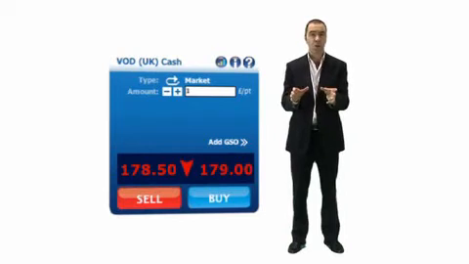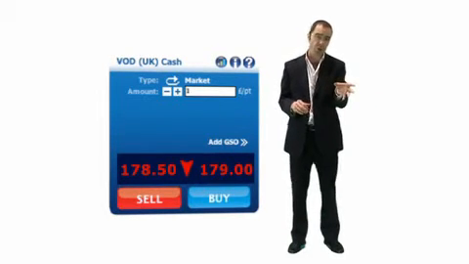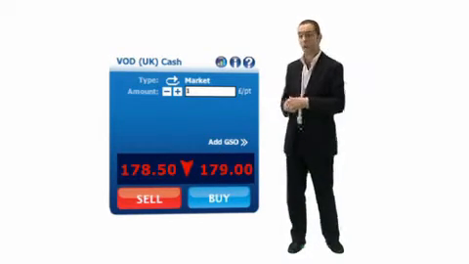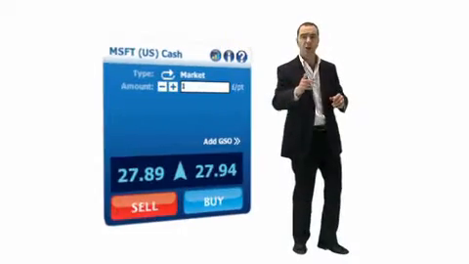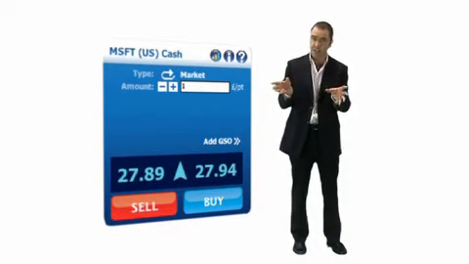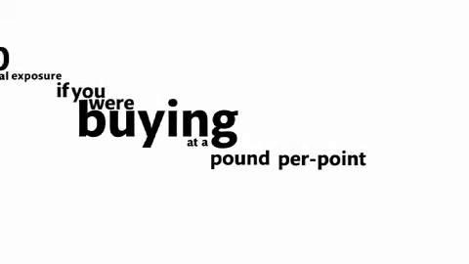If Vodafone was quoted at 178.50 to 179, you would work your exposure out based on the full pence value of the stock, whereas with a US stock like Microsoft, you are betting on the cents movement and your exposure is the value of the share in cents times your bid. If Microsoft was trading at $33, to buy that would mean £3,300 total exposure if you were buying at £1 a point. I think you'll agree it's worth remembering that.